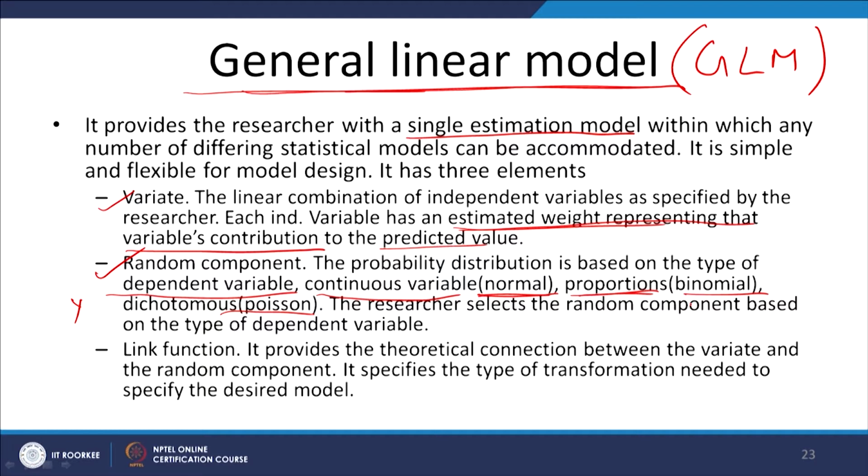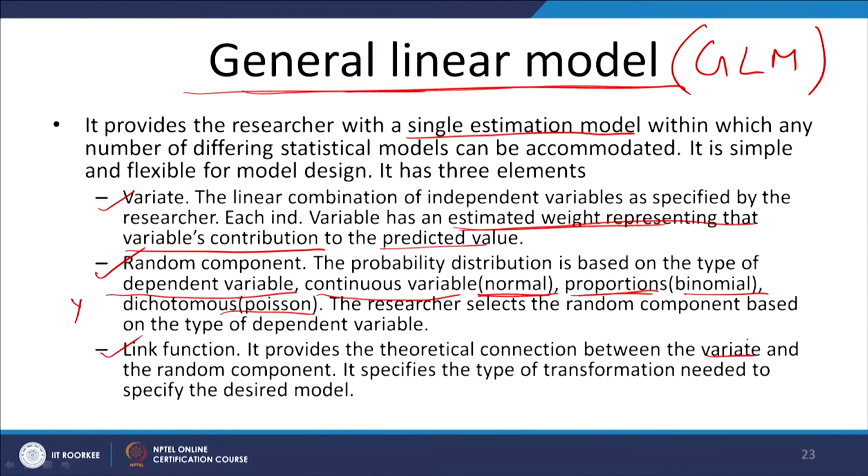What is the third? The link function. Link means connecting, connection. It provides the theoretical connection between the variate and the random component. It specifies the type of transformation needed. So, you must have seen earlier in my very initial classes, we had talked about transformation of variables.